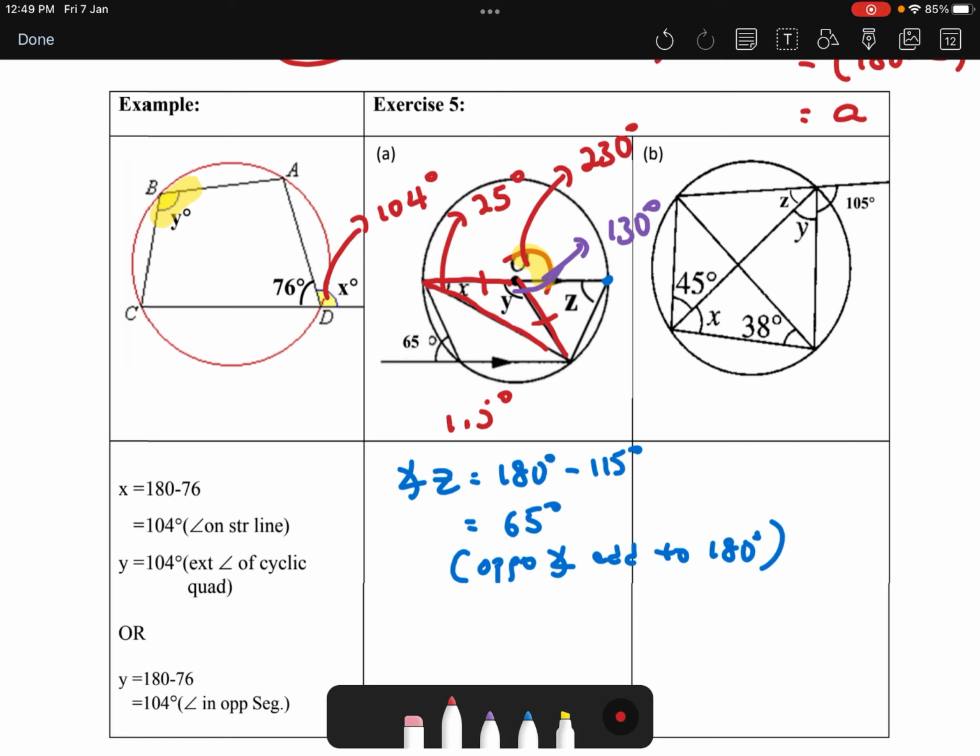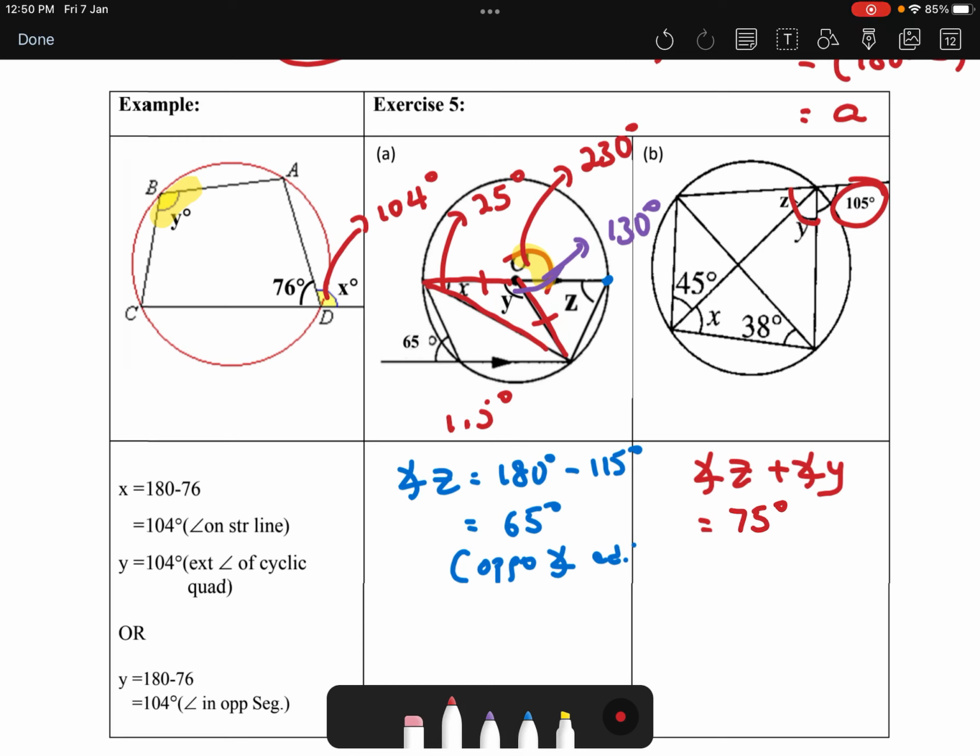First things first, I have 105 degrees here. So this angle will be just 75 degrees, right? 75 degrees. So angle z plus angle y will give you 75 degrees. So the reasoning you can write down.